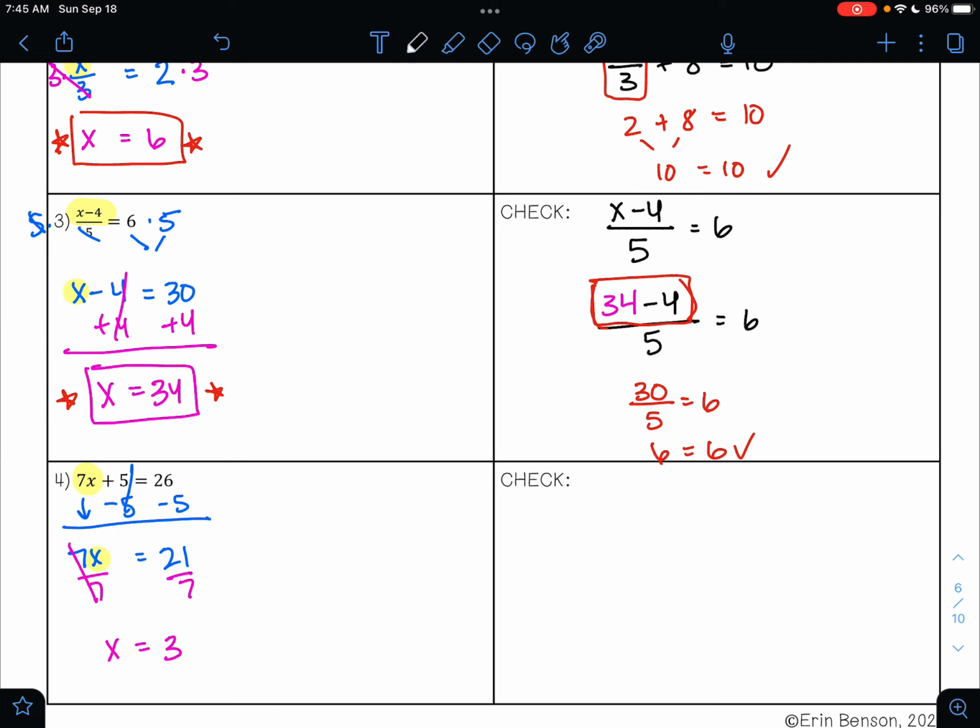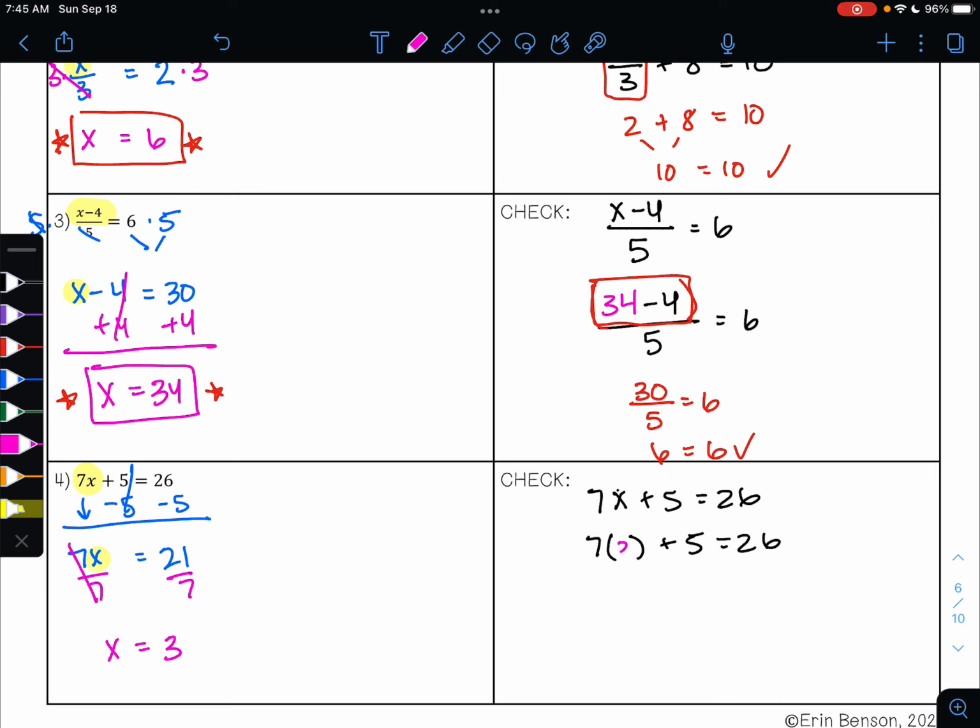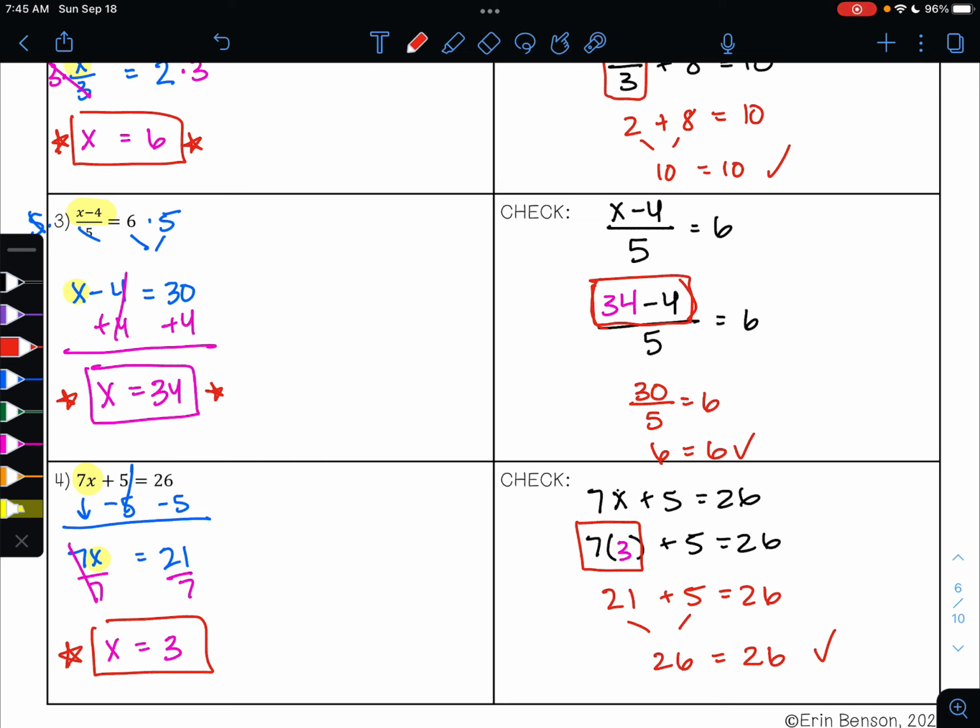Let's check that work. So I'm going to have 7x plus 5 equals 26. So 7x, that means I'm multiplying 7 by x. And so I'm going to use parentheses to represent that multiplication. And I'm going to plug 3 in for x. Using our order of operations, 7 times 3 is 21. 21 plus 5 is 26. Does 26 equal 26? Yes. So 3 is our answer.